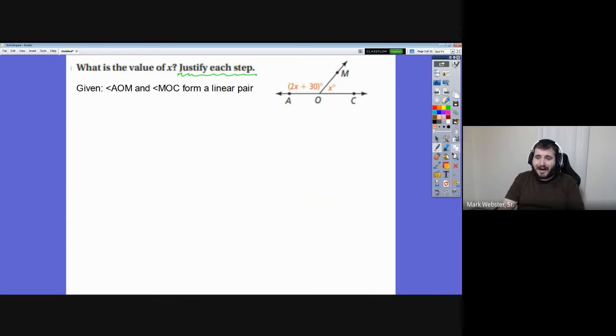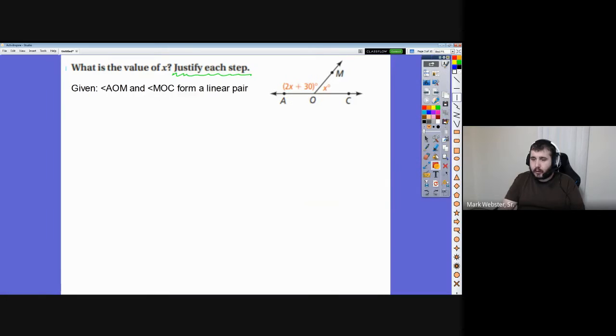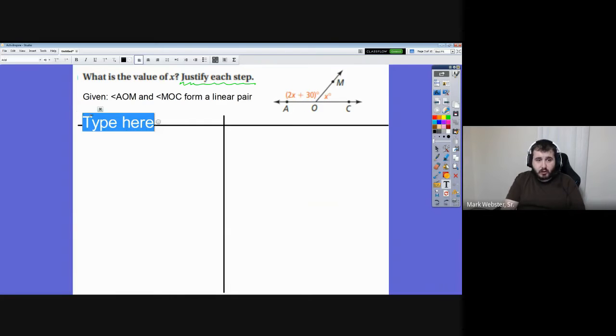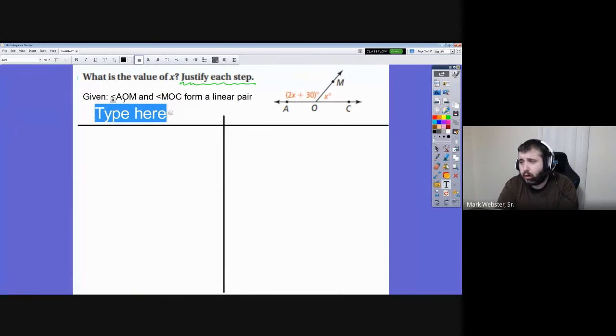So what I'm going to do is model this for you. Let me make a little chart here. Oftentimes, proofs will be given on a statement and reason chart, although it's totally up to you if you want to use a statement reason chart. But I will tell you, using a statement reason chart makes your life easier. Or in the homework, sometimes they'll make you do it as a flow chart, or as a paragraph or something like that.